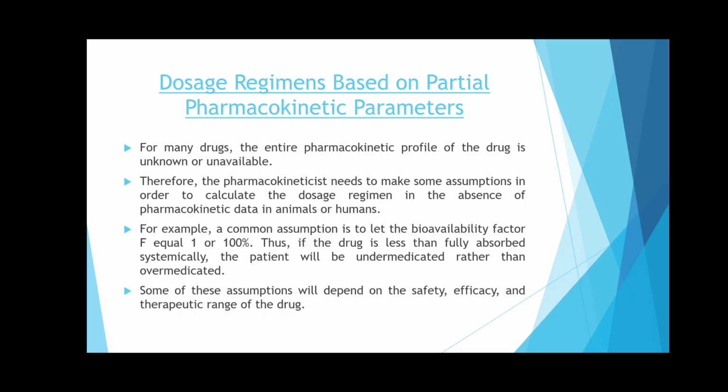For example, a common assumption is to let the bioavailability factor F equal 1 or 100%. Thus, if the drug is less than fully absorbed systemically, the patient will be under-medicated rather than over-medicated. This is a very simple example. Some of these assumptions will depend on the safety, efficacy and therapeutic range of the drug. So, these are the three ways by which dosage regimen can be adjusted.